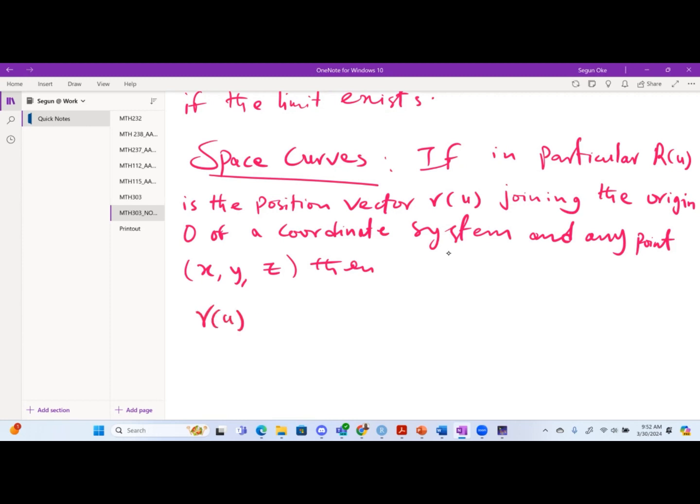our R of u is equal to x of u. Remember, we said the coordinate point is x, y, z, and don't forget our components. Our components are i, j, k. So meaning x of u i plus y of u j plus z of u k.